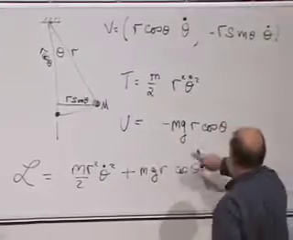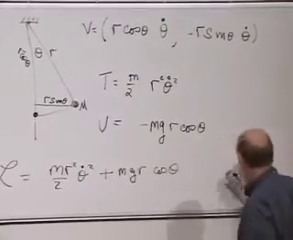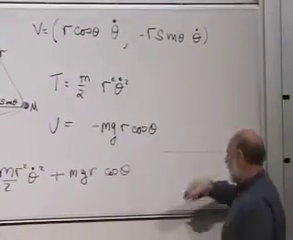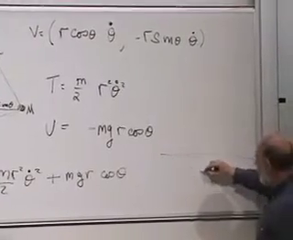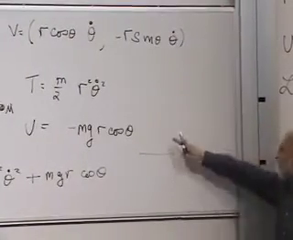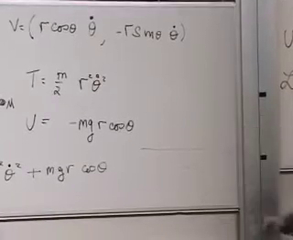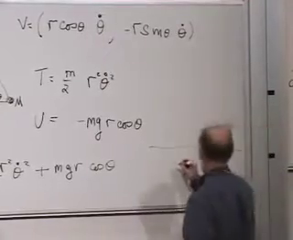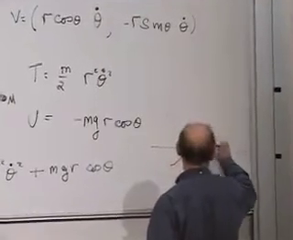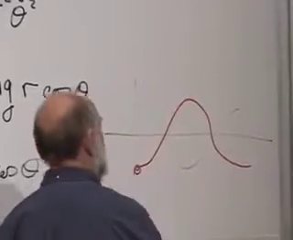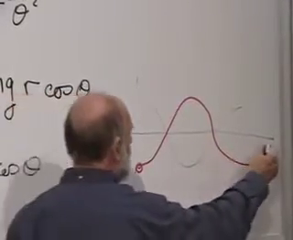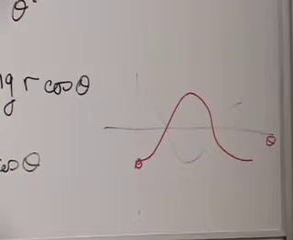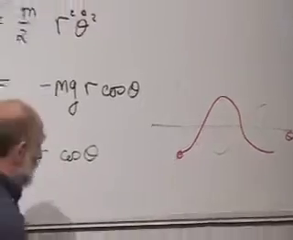The potential energy, minus mgr cosine theta, what does that look like? Let's draw a picture of it. Just minus cosine theta. Cosine of theta looks like this, right? From 0 to 2 pi, swing all the way around. Minus the cosine, which is what's in the potential energy, looks like this. So it's minimum at theta equals 0. In other words, the energy is minimum when it's hanging straight down. Okay? That's the expression for the energy.